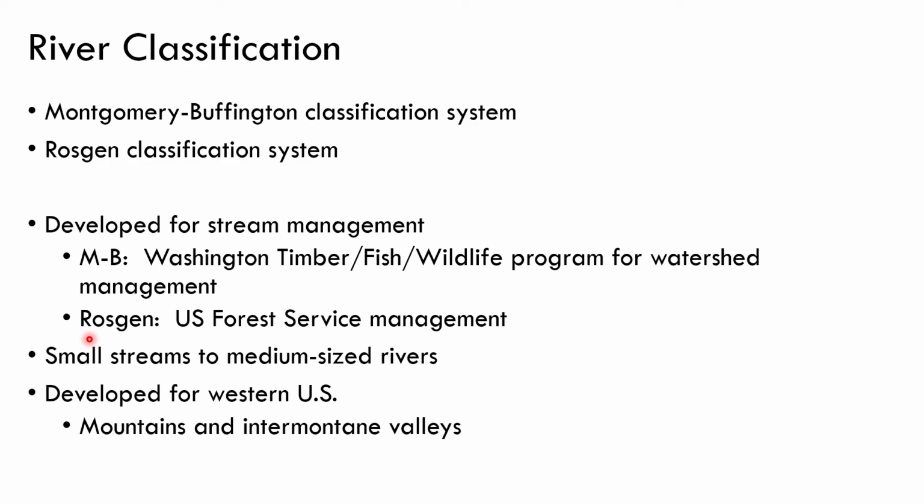And the other caveat with this is that both of these were developed in the western U.S., primarily for mountainous environments and intermontane valleys. And so you can take these river classification schemes and translate them to the Midwest or to the East Coast, but you might not have all of the different classifications, and there are some slight differences, especially once we get into the Midwest. There's definitely more sand-bedded streams and a lot of cohesive beds that aren't really considered in these river classification schemes for the West.